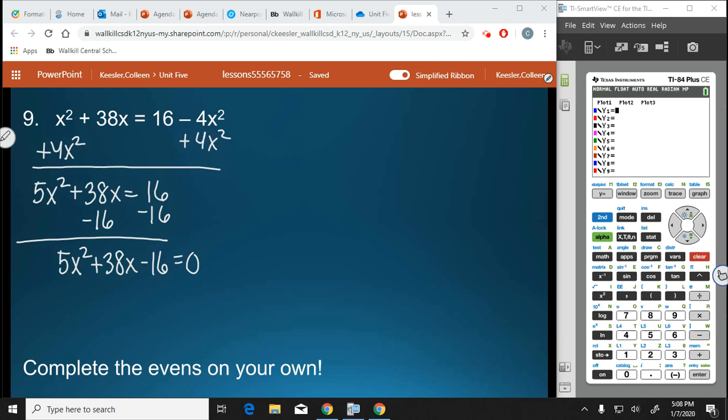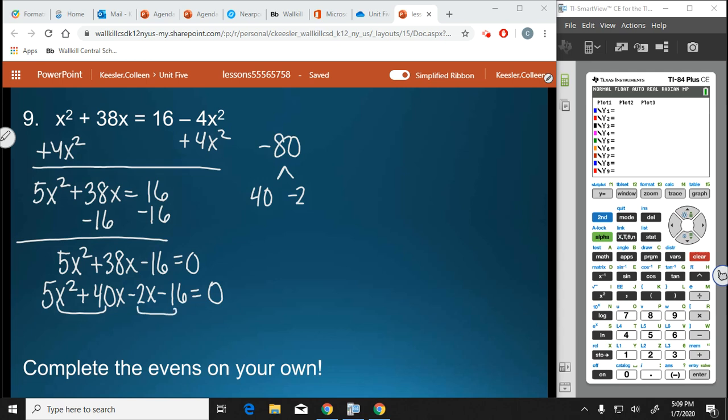So we have 5 times negative 16 gives me negative 80. Now we want a sum of positive 38. 80 is 40 and 2. I need one to be negative, so we're going to use 40 and negative 2. So we have 5x squared plus 40x minus 2x minus 16 equals 0.